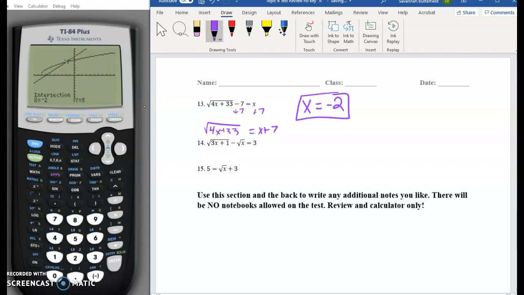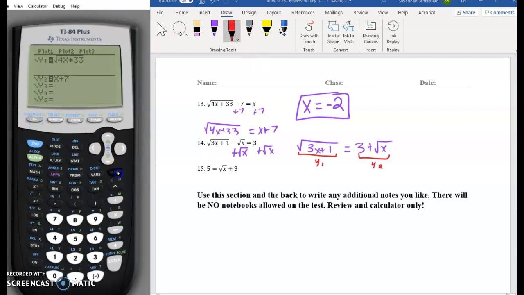14, there are 2 square roots on the same side. Please, please, please move one of them over to the other side. So I'm going to add square root of x. So what we're going to graph is 3x plus 1 is equal to 3 plus square root of x. Please write it this way. It makes the graph a lot easier. So we'll put this in y1. We'll put this in y2.